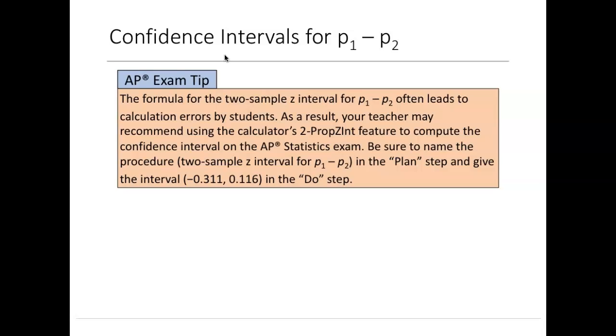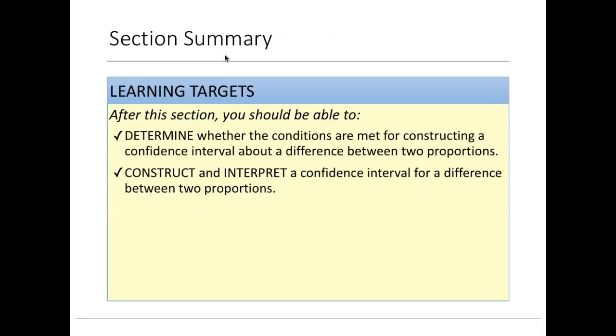This AP tip is just what I've been saying. The authors of our text even say this, that like the formula for doing this by hand is complex enough that it's easy to make a clerical error, so they say just use your calculator. Make sure when you do use your calculator that you actually name the type of interval that you are using. And that's it. We did it, folks. It's a short one.